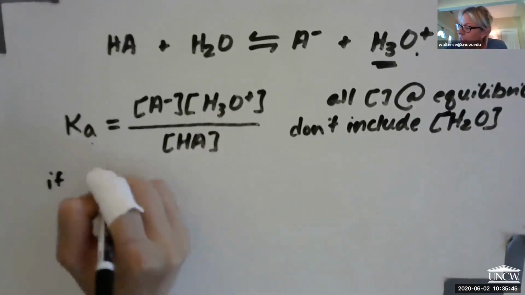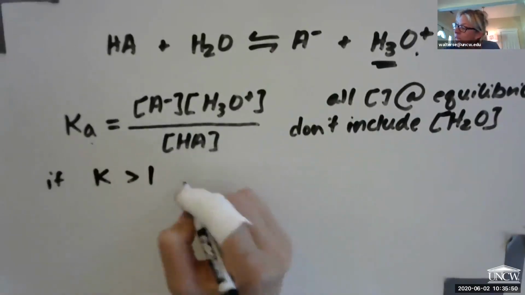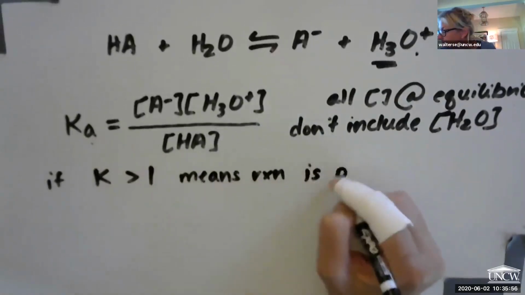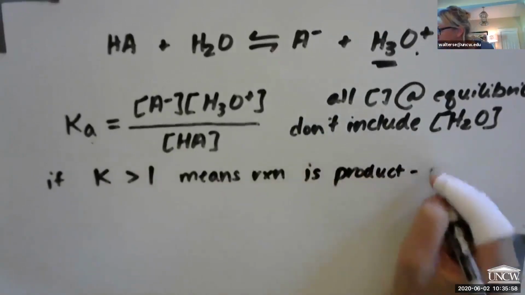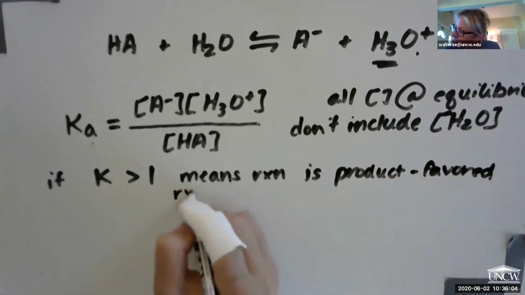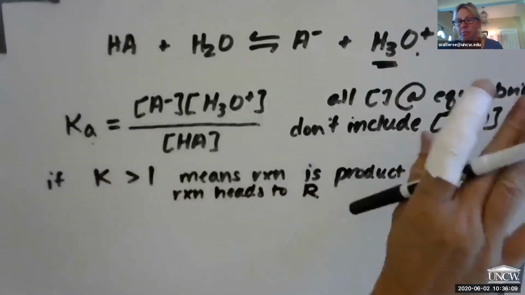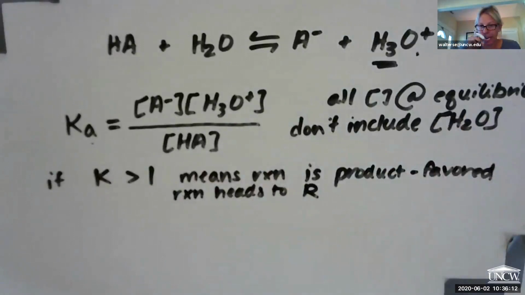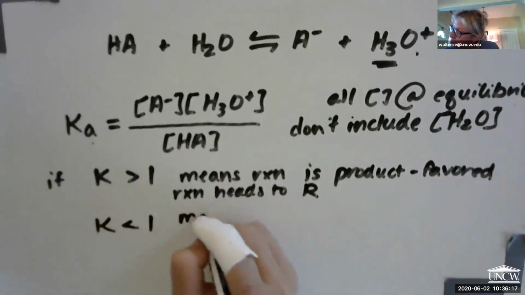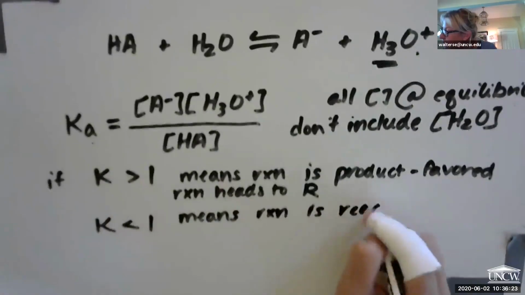If your value of K is large, greater than 1, that means the reaction is product favored. Or you could say the reaction proceeds to the right. It'll go more to the right-hand side. You'll have a high concentration of products. If K is less than 1, it means your reaction is reactant favored.